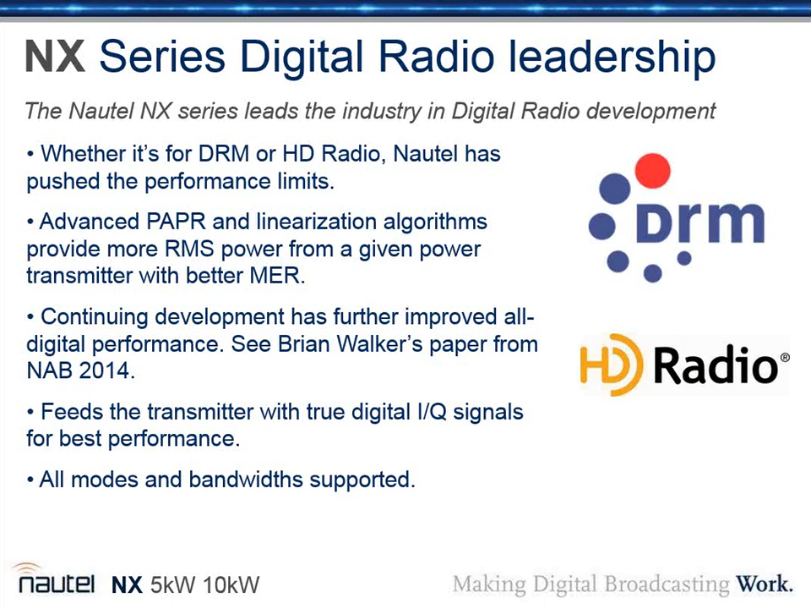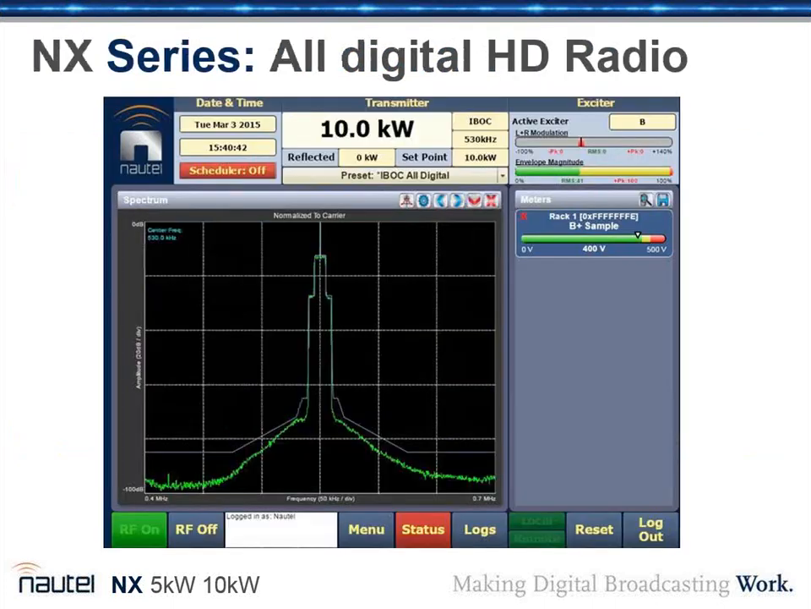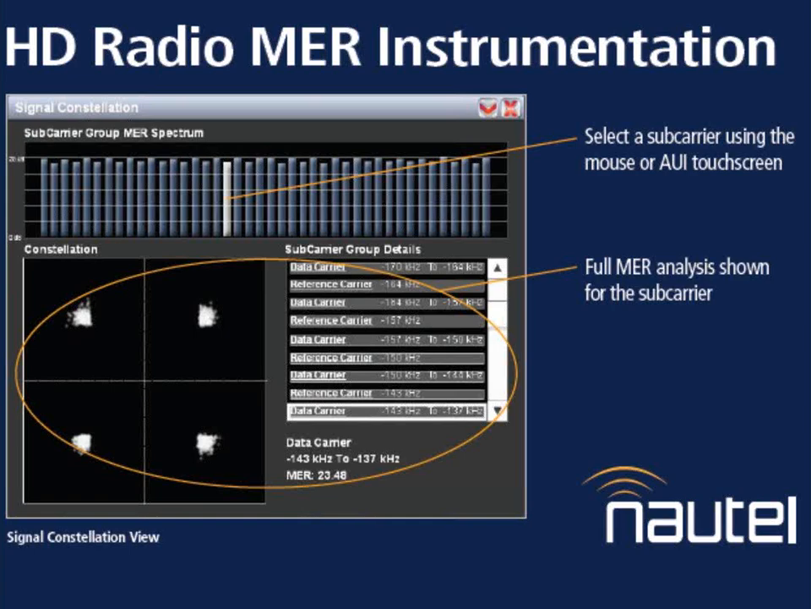And all modes and bandwidths are supported, including simulcast DRM, 20 kilohertz DRM, and that'll cause most transmitters terrible fits, is that 20 kilohertz DRM, and in the simulcast for that matter. And all digital HD radio. A lot of Nautel transmitters were used in the tests that were done in the last 6 months or a year for all digital HD radio. So we're very proud of that.